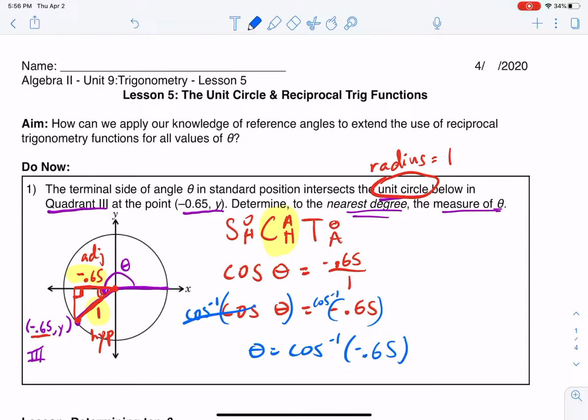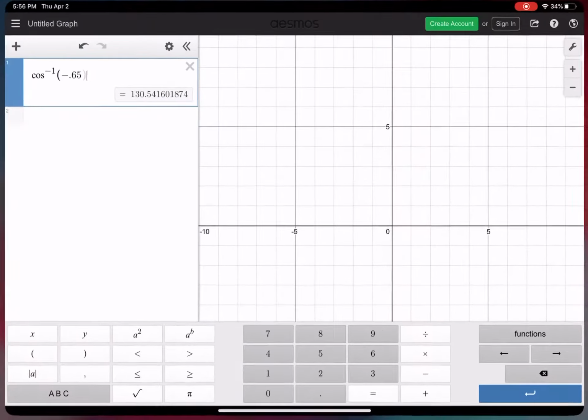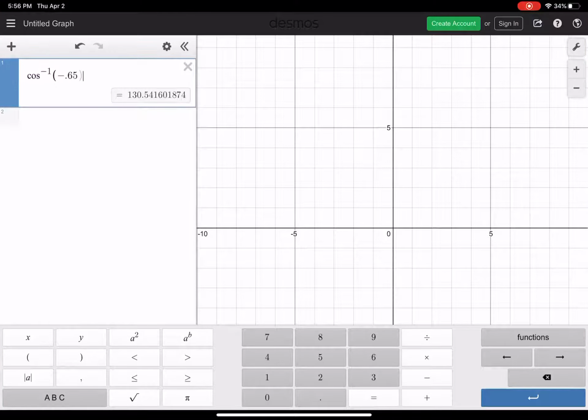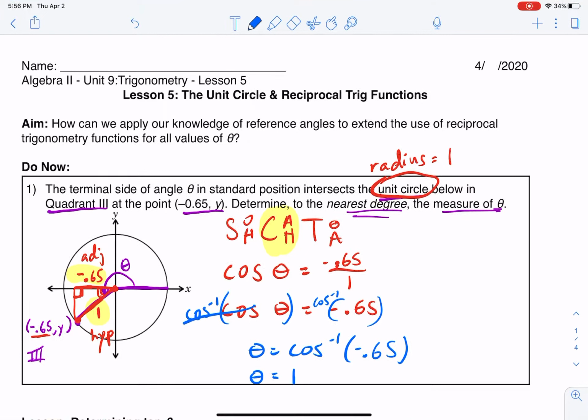All right, let's turn to our calculator. And I already have that input here. So cosine inverse of negative 0.65 is 130.5. So to the nearest degree, that is 131. Now, we need to pause for a second and ask ourselves, does that make sense in the context of this problem?